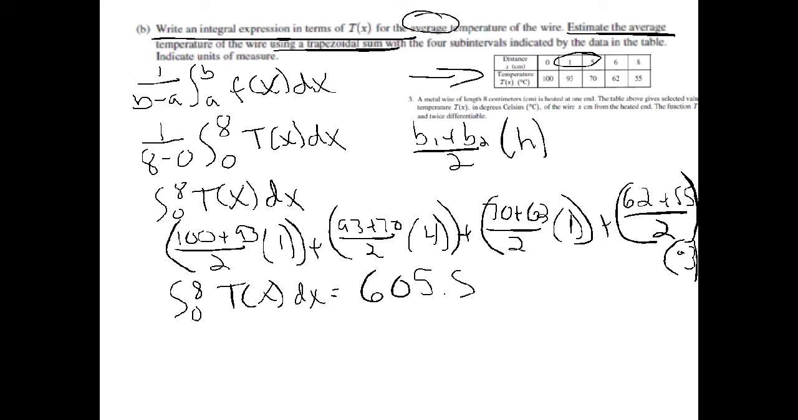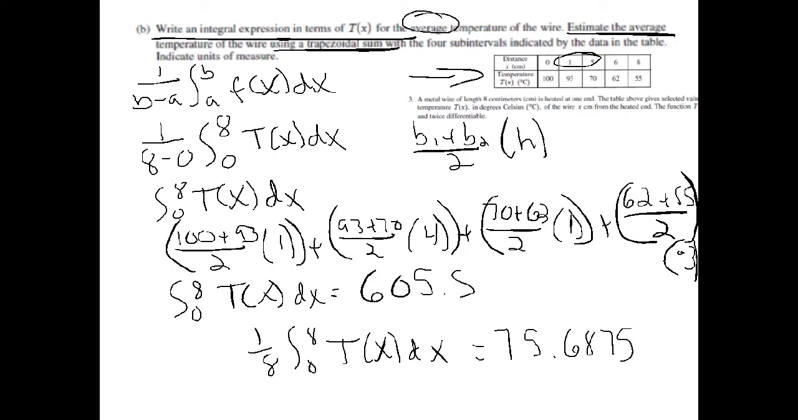I take that and multiply by 1/8, or divide by 8, and I get my estimation for 1/8 times the integral between 0 and 8 of T of x dx, which is, remember, the average temperature of the wire. It is going to be equal to 75.6875. And then I have to remember the last thing, which is to indicate units of measure. 75.6875 is in degrees Celsius.